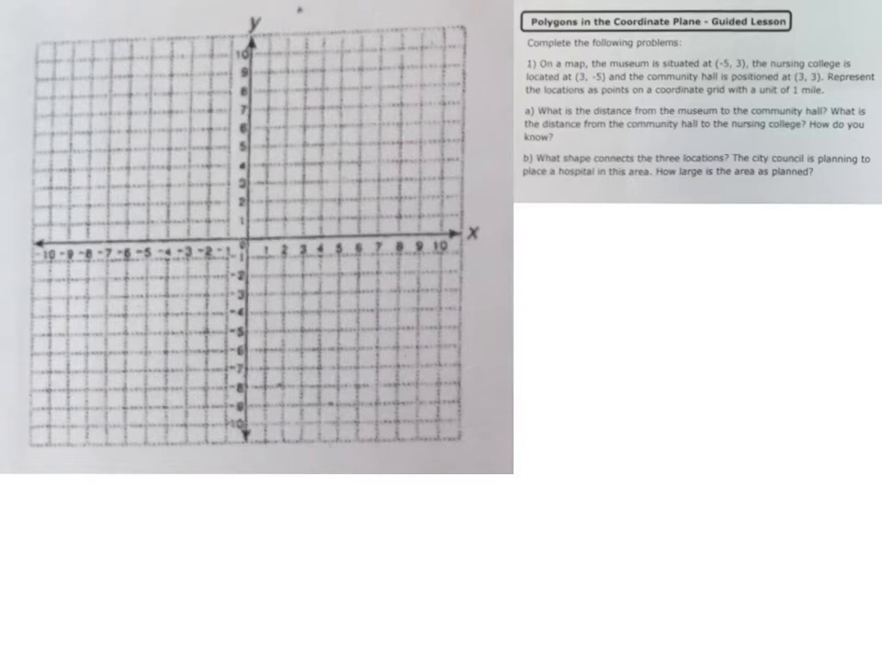So the first one is at -5, 3, and that is the museum. The second point is 3, -5, and that is the nursing college. And the third point is at 3, 3, and that is the community hall.